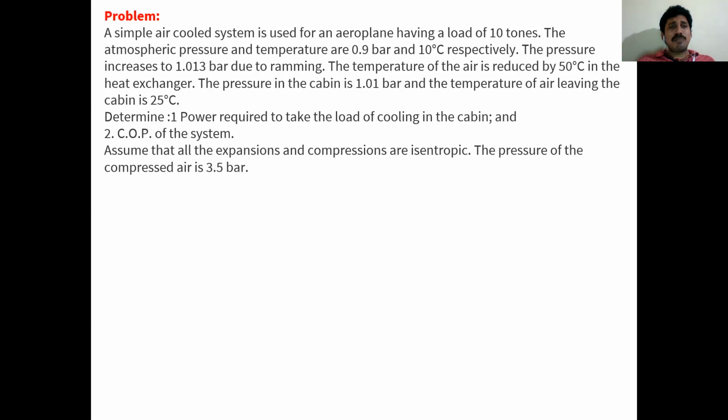The pressure of the compressed air is 3.5 bar. This data was not mentioned in the beginning, but they mentioned it here after compression. First of all, air enters the diffuser where the ramming process takes place. Then air moves to the compressor where pressurization takes place once again, and that pressure value is given as 3.5 bar. So this is the total problem. Two things you need to calculate: first, the power required to drive the compressor, and second, the COP of the system.